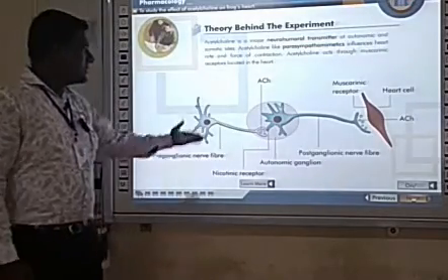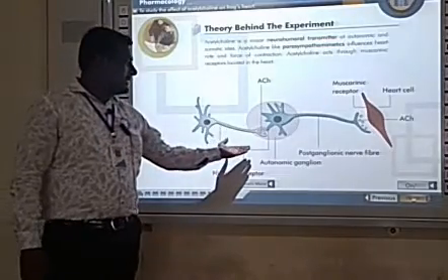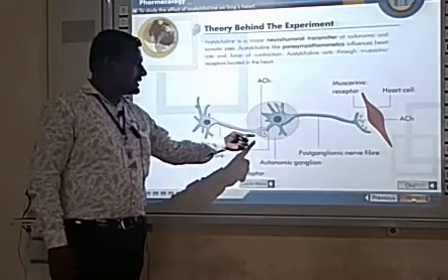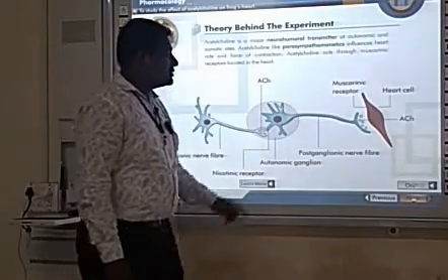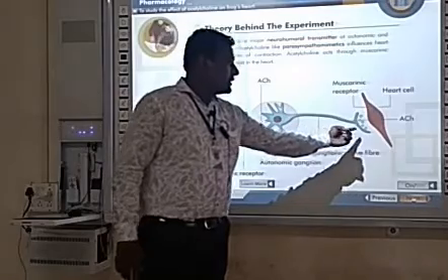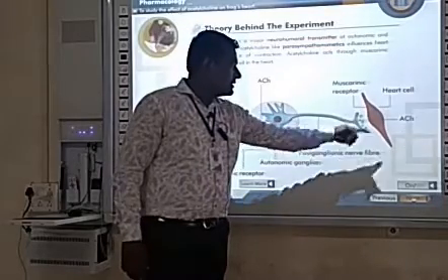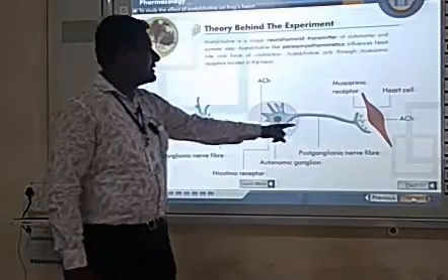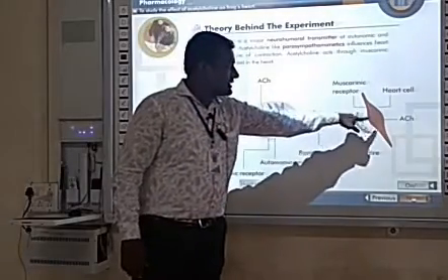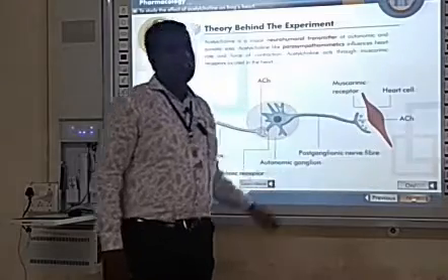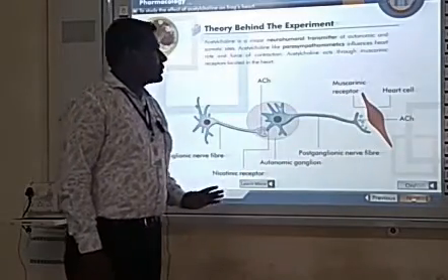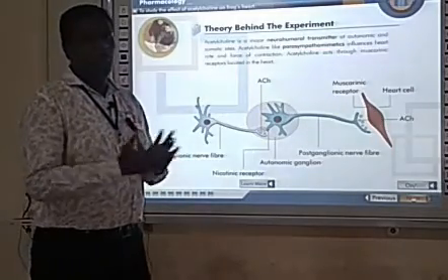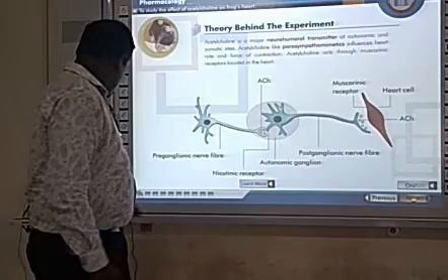Okay, so look at this image. This is the autonomic ganglia. Here is the release of acetylcholine at the ganglia site, as well as the release of acetylcholine at the effector organ. Here this is the heart cell, and here is the release of ACh. After release, ACh binds with muscarinic receptors of heart cells, and it shows negative chronotropic and negative inotropic effects. So this is the theory behind today's practical or today's experiment.